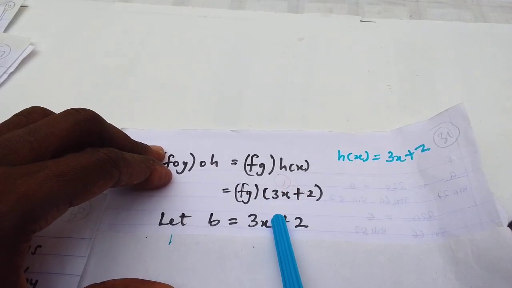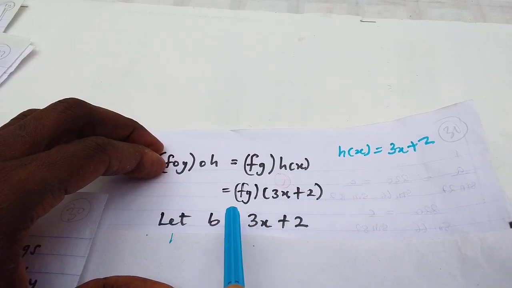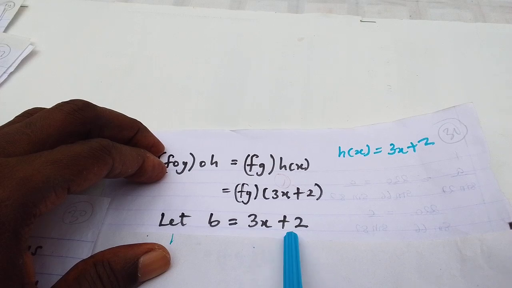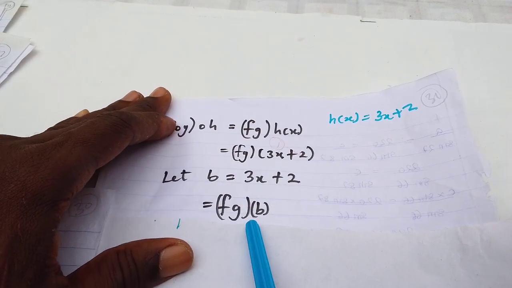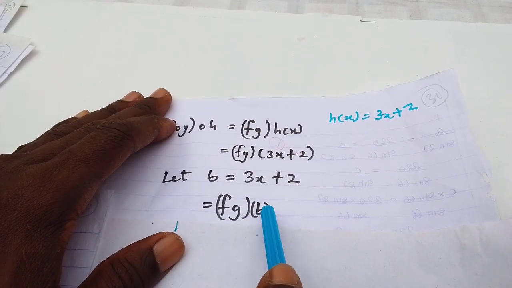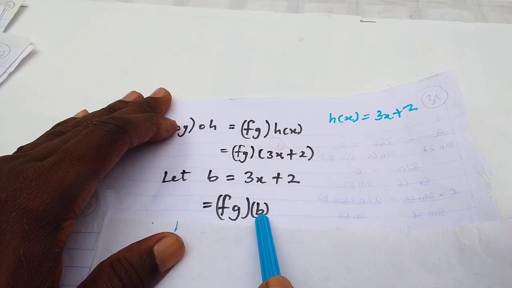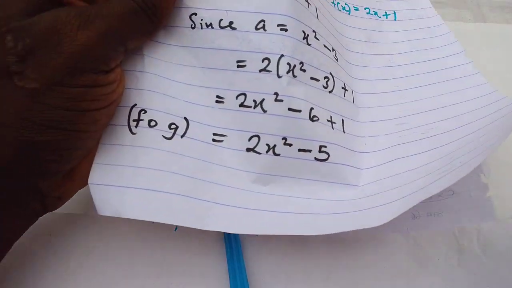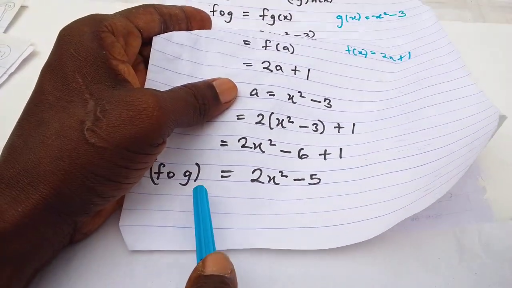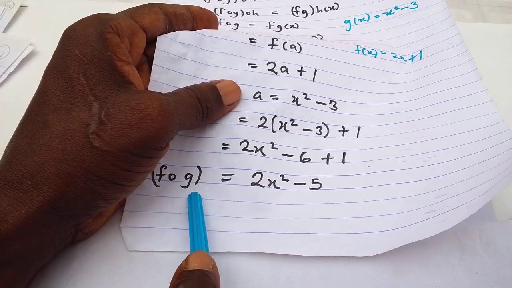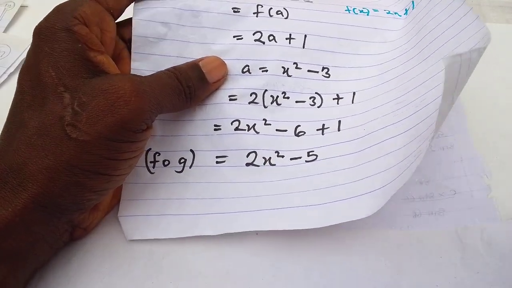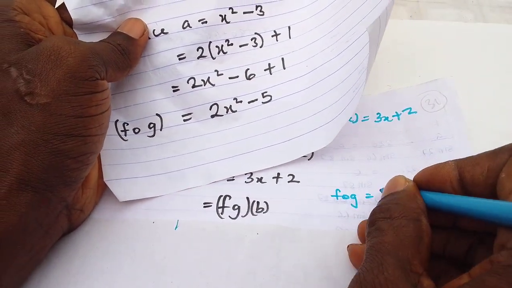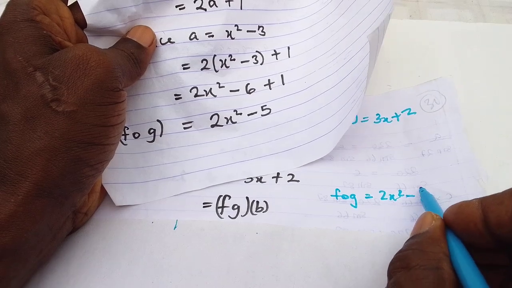So you can say that let this 3x plus 2 be equal to b. So if it is equal to b, that means b is equal to what? 3x plus 2. So if you substitute b here, you now have what? fg into bracket b. Now, you know we look for f of g, fog. Our fog, the composite mapping of fog is 2x squared minus 5. The composite mapping of fog is 2x squared minus 5.